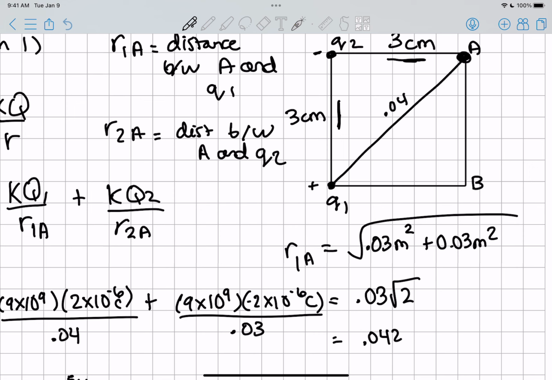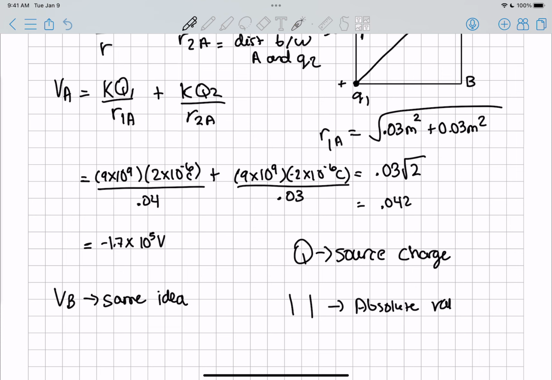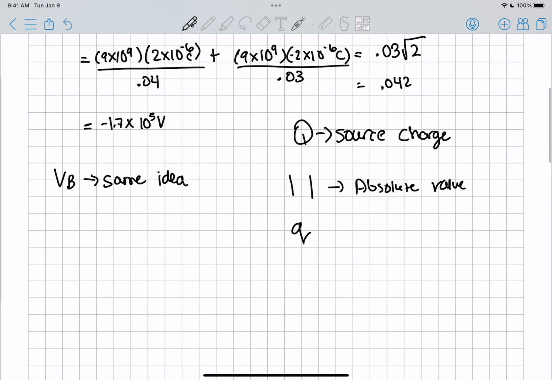And then if you were looking at KQ over R squared specifically, that is the electric field of a point charge. And you can see that on the equation sheet. Large Q, source charge, right? If they have the two lines here, they're asking for absolute value, right? So I don't include signs in my equation if that's the case. Little q is point charge or test charge. And I think that should be it, right?